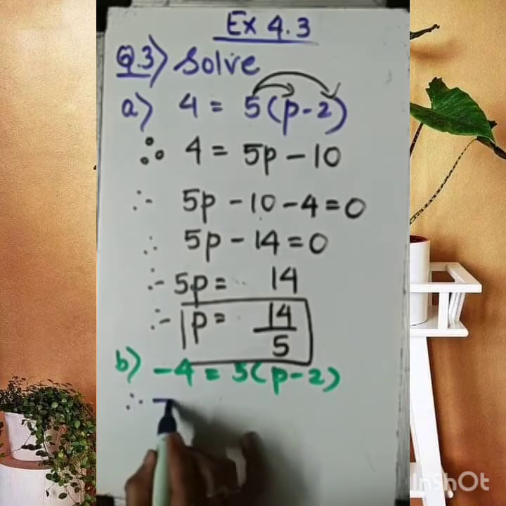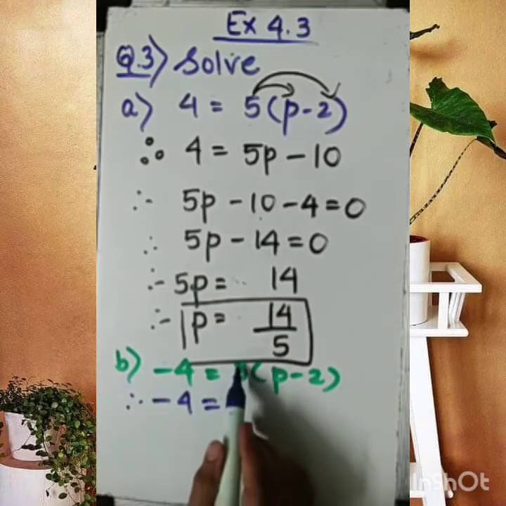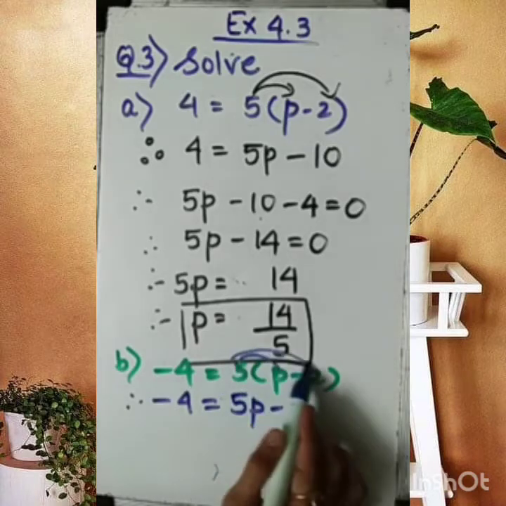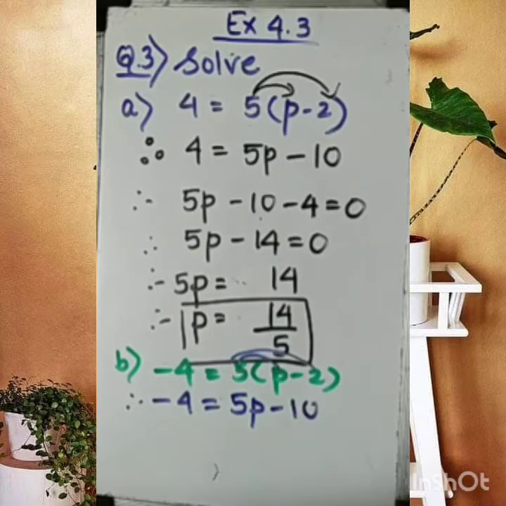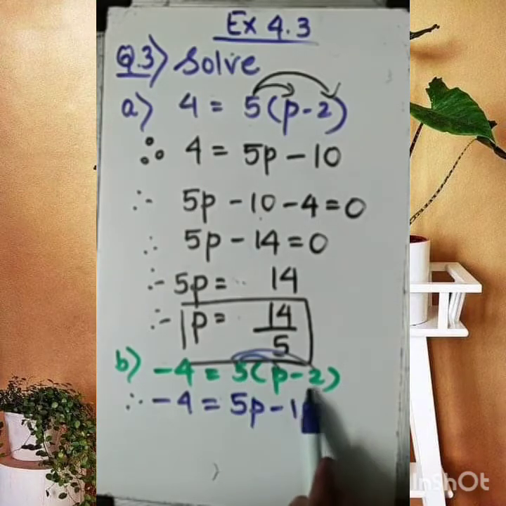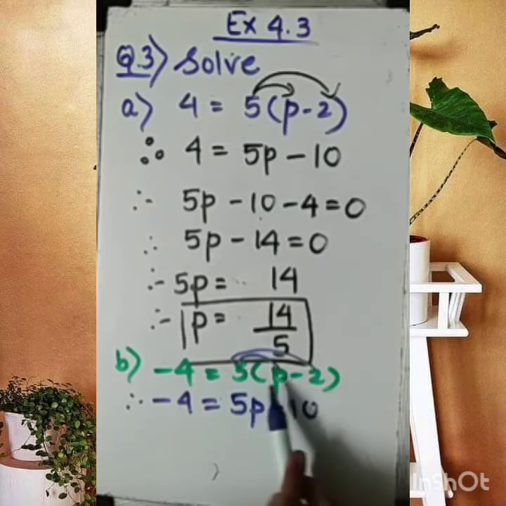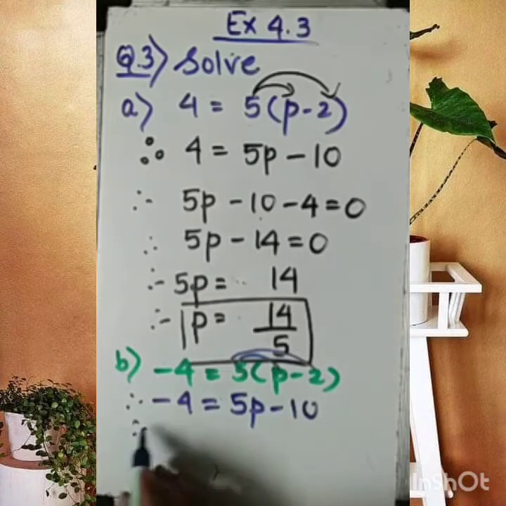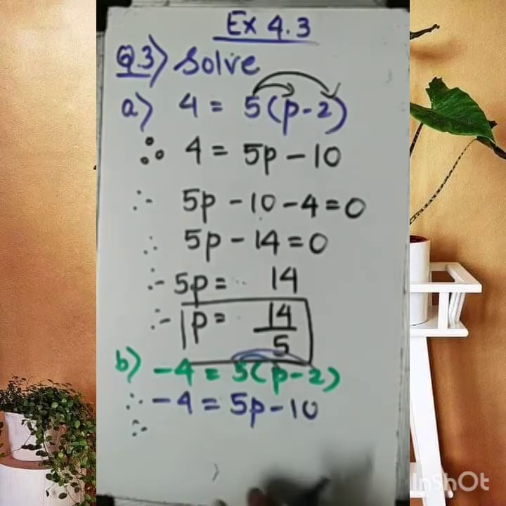So let me note down the next step. Therefore sign is here. Minus 4 is already there. This 5 into p, 5p minus 5 into 2, that is 10. Once again I am explaining, here 5 is the product with p minus 2. So 5 into p, 5p, minus 5 twos are 10. Okay, this is a very easy technique which I am teaching you.